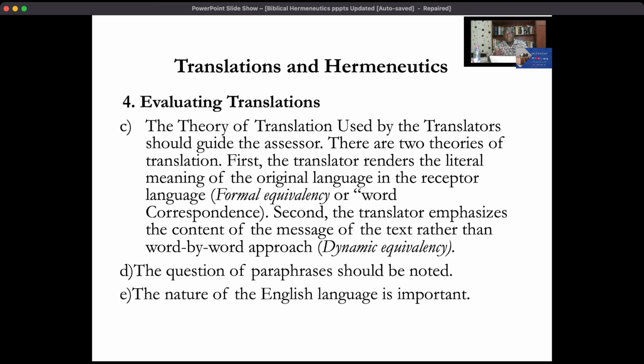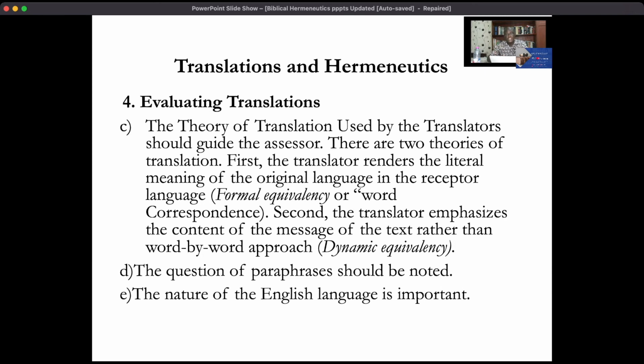Now, the second theory of translation is what we call dynamic equivalence. Here, the translator emphasizes the content of the message of the text rather than the word for word approach. And so the translator summarizes the content, the message only. And here the NIV belongs to this or uses this theory of translation.